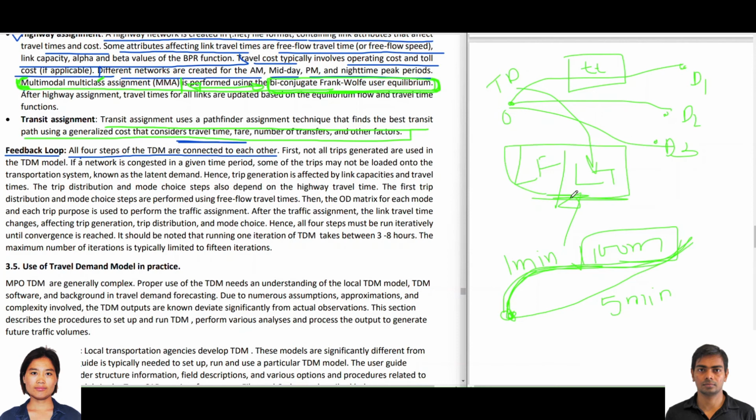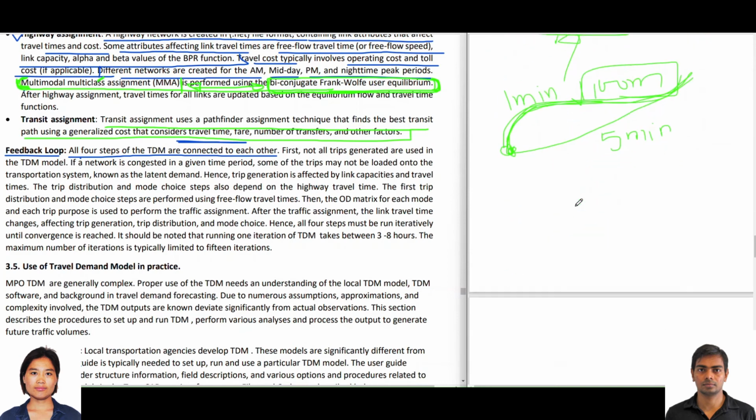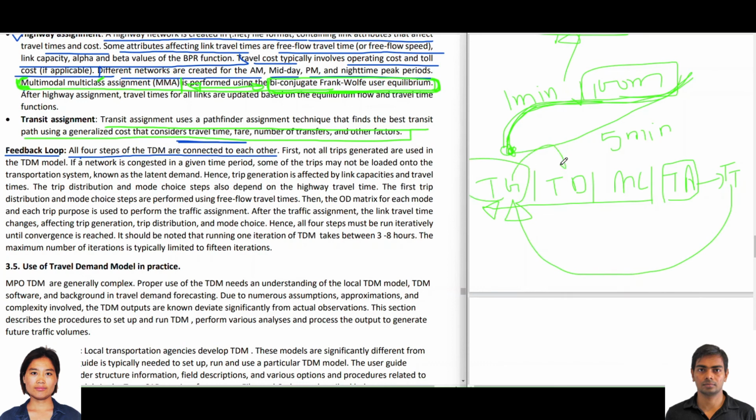So the mode choice in itself depends on the travel time by different modes, which in fact depends on the traffic assignment. So all in all, the four steps, trip generation, trip distribution, mode choice, and traffic assignment, are all connected to each other. When the traffic assignment step is done, the travel time is updated. Once the travel time is updated, all of the steps need to be updated. So this travel time data is fed back into trip generation, which runs again, and then is fed to trip distribution, until a convergence is reached. So this is called a feedback loop.